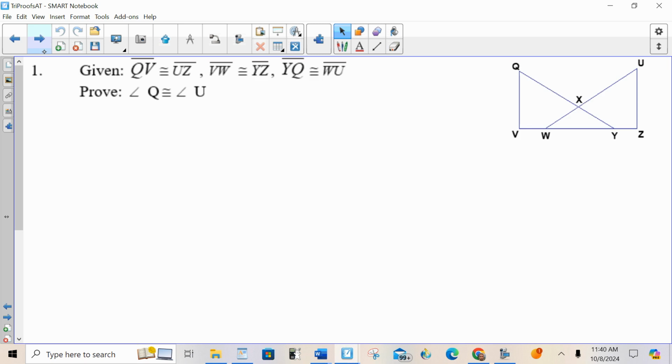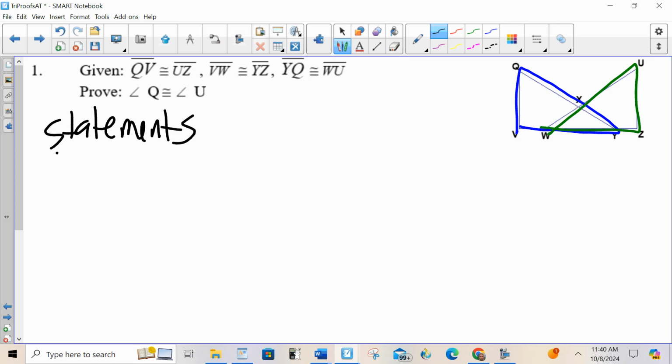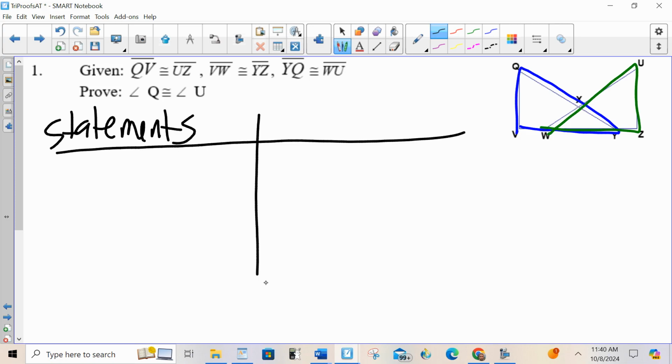So, number one. We're always proving triangles are congruent. Is it obvious which triangles I'm proving are congruent? It is to me. I see this blue one, and I see this green one. So, statements, reasons.